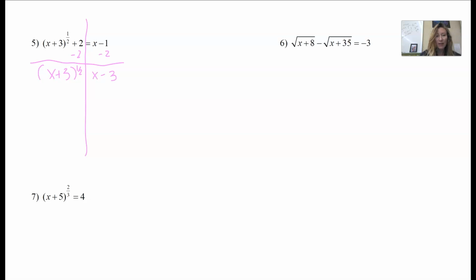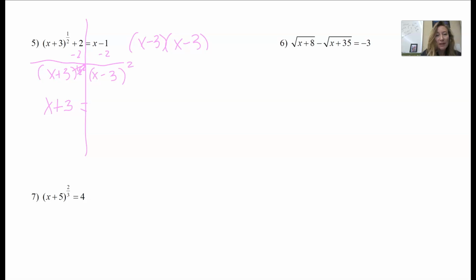And now I'm going to get rid of that half power with a square power, or the reciprocal of 1/2, which is just second power. So I give second power to both sides of the equal sign. On the left side, the exponents just cancel out, and x plus 3 is the result, which is very nice. However, x minus 3 squared actually means x minus 3 times x minus 3. It means that that's happening twice.